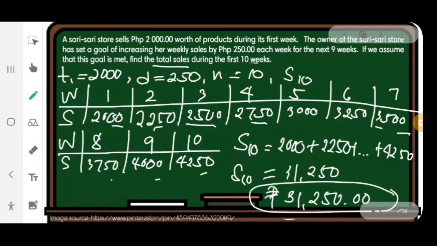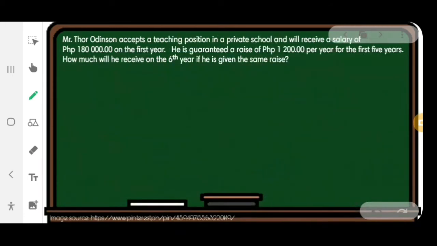Now, let us go to the next problem. Mr. Thor Odinson accepts a teaching position in a private school and will receive a salary of 180,000 pesos in the first year. He is guaranteed a raise of 1,200 pesos per year for the first 5 years. How much will he receive in the 6th year if he is given the same raise?